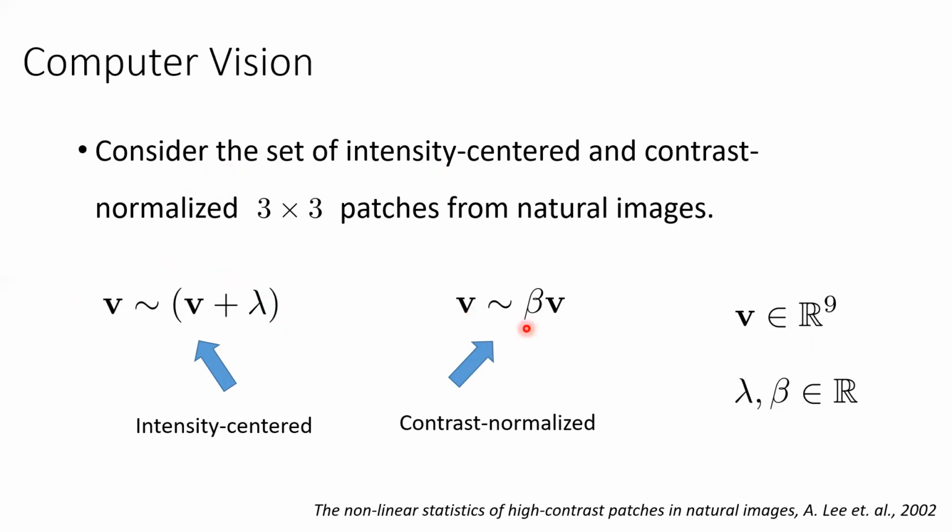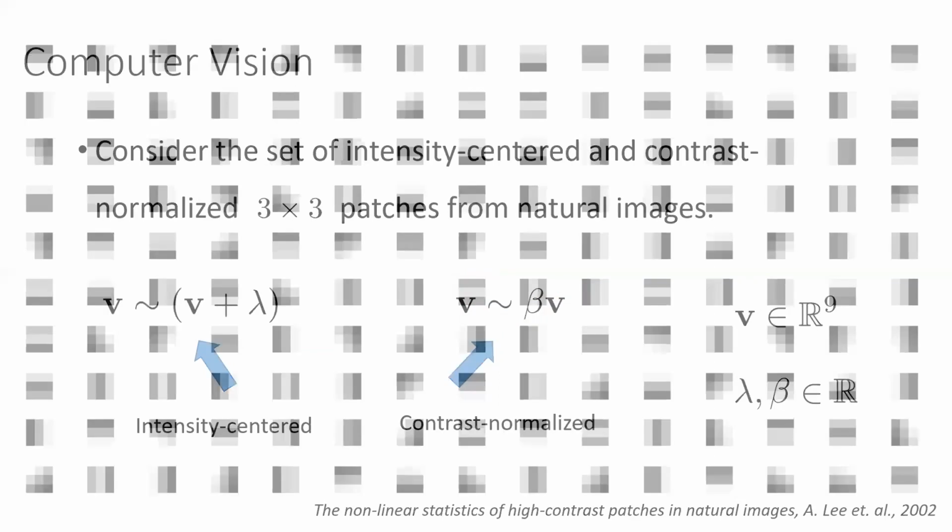Contrast normalized means that 2 patches are going to be considered the same if they differ by a multiplicative constant. In other words, they are sort of normalizing by contrast. That's another way to think about it. So here are some of the patches that emerged from this experiment. Again, each one of these patches was a 3 by 3 patch with high contrast that was centered and normalized.